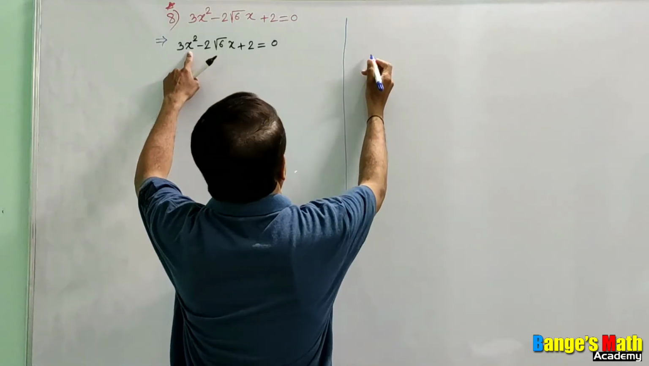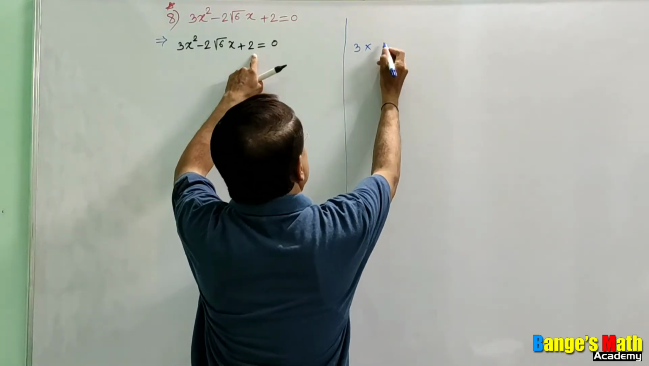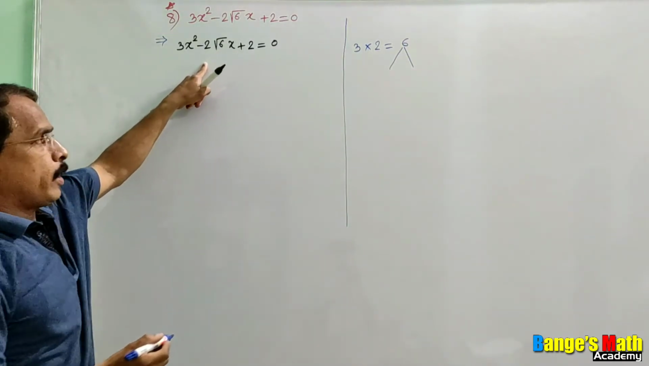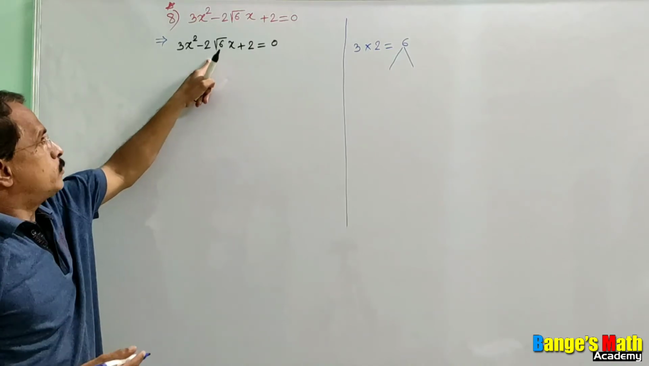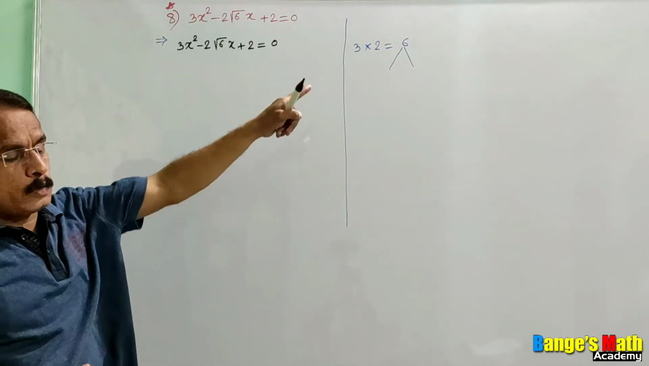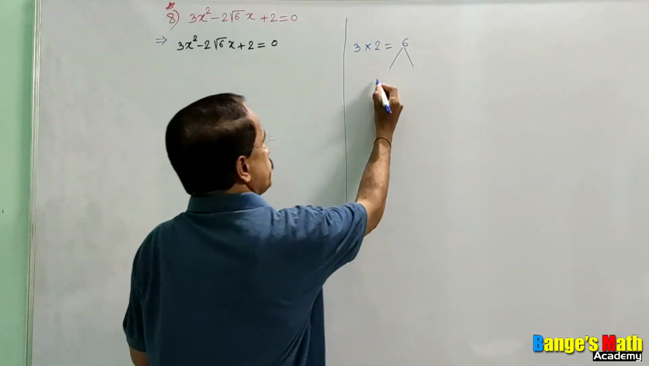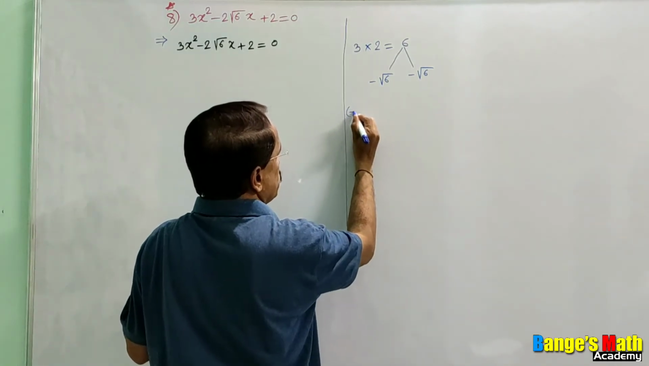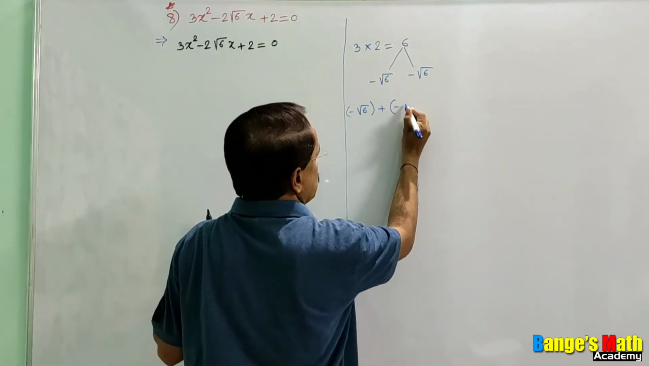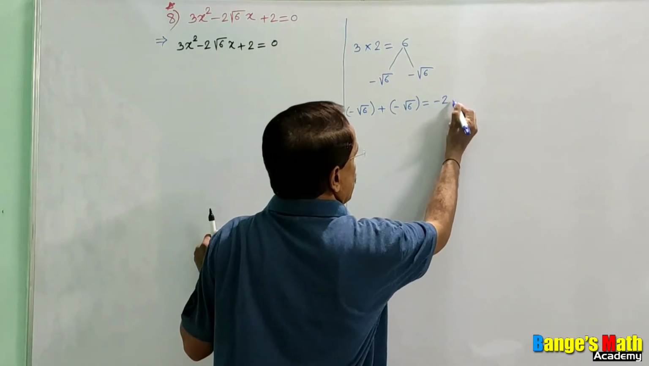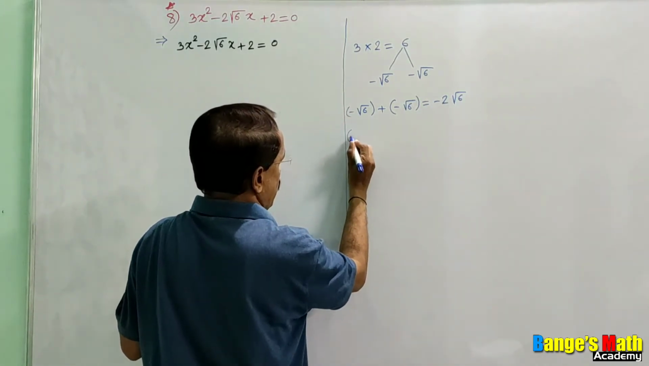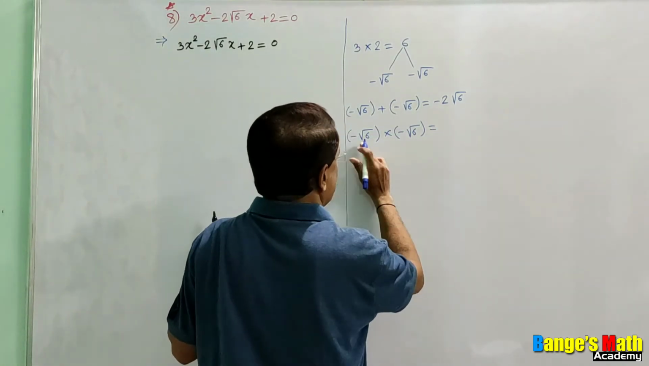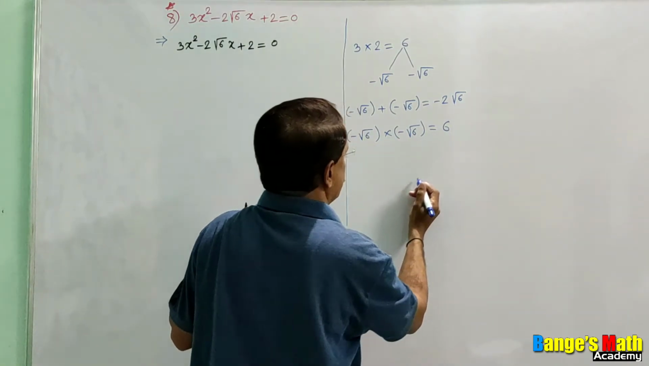See, coefficient of quadratic term is 3, constant term is 2, product of this is 6. So split the middle term such that the sum of those two numbers is minus 2 root 6 and the product of those two numbers is 6. So those two numbers are minus root 6 and minus root 6. If we take the sum of these two, minus root 6 plus minus root 6 is equal to minus 2 root 6, and if we take the product of these, minus root 6 into minus root 6 is equal to 6.